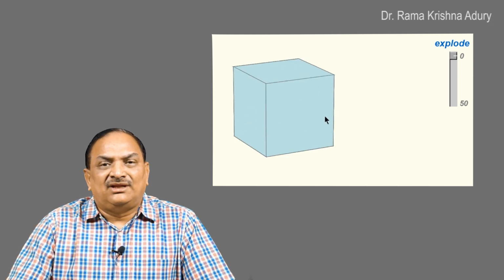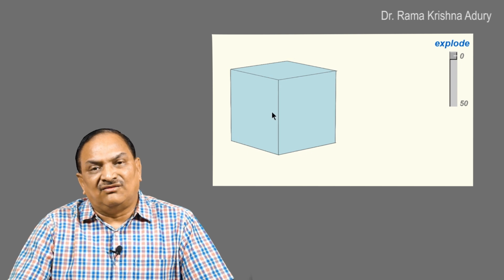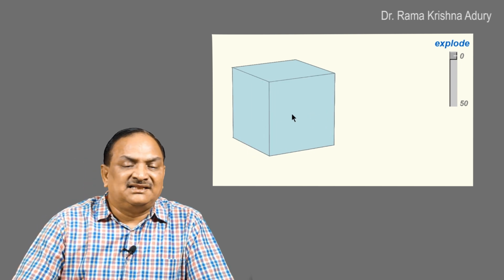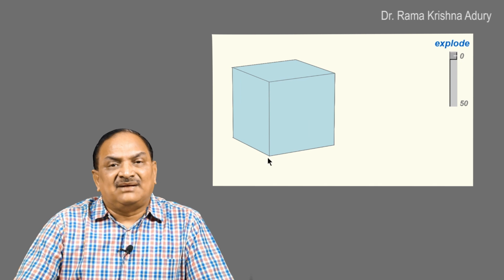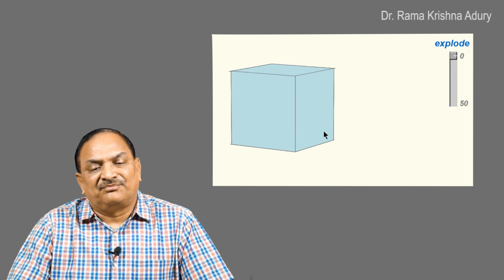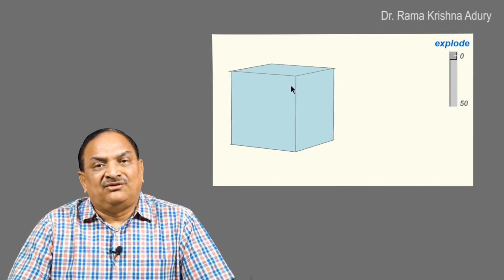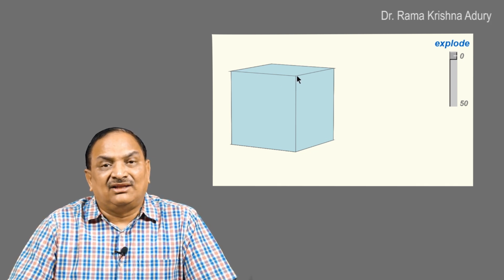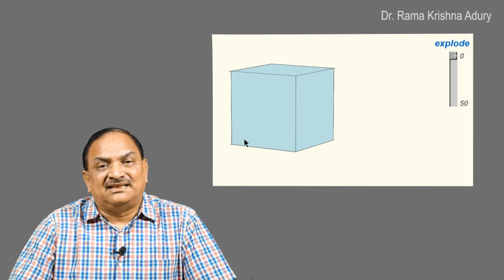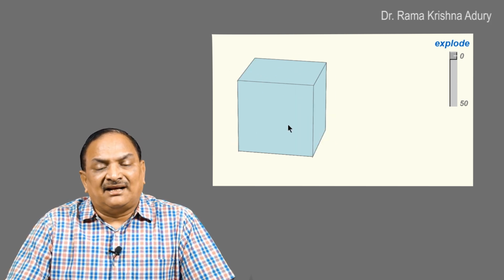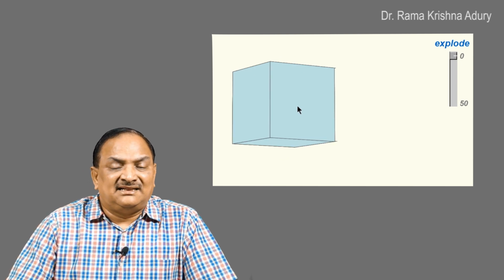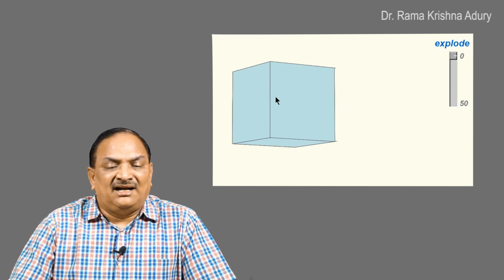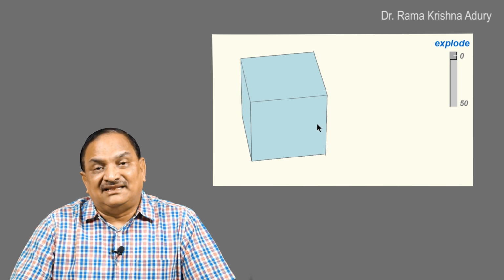If you want to count the number of edges, there are 12. These are the line segments you see here. And if you want to count the vertices, you have 8 of them. All the corners, 1, 2, 3, 4 on the top, and 4 corners in the base. So there are 8 vertices, 6 faces, and 12 edges.